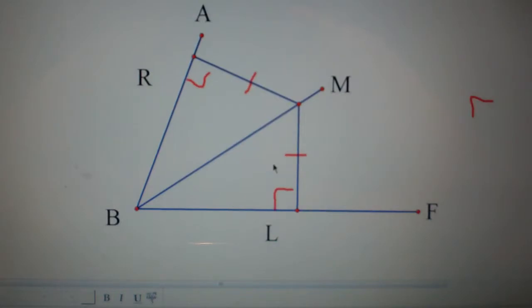Now, if we see a figure like this where the point here on this ray is equidistant and perpendicular to the side of the angle, then we can say that ray BM, so this ray right here, is an angle bisector. So we can draw in little arc marks here to indicate that this is going to be congruent to this. Okay?